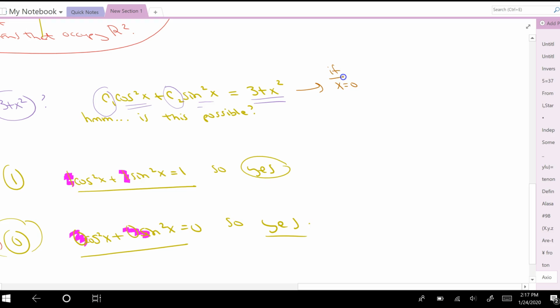If x equals 0, I will get C1 times 1, because the cosine of 0 is equal to 1, plus C2 times 0, since sine of 0 is 0, equals 3. So this tells me that if I let x equal 0, I have a possibility with the constant C1 equaling 3, which is interesting. Now, let's try something else. Let's see if I can figure out what C2 would be.